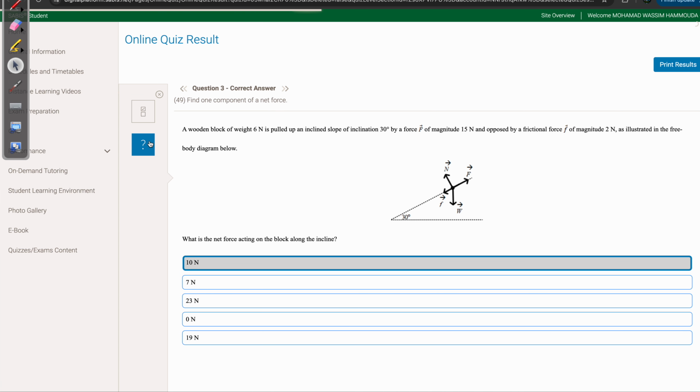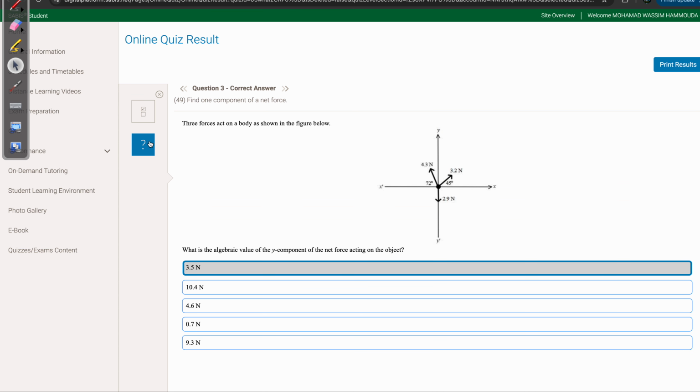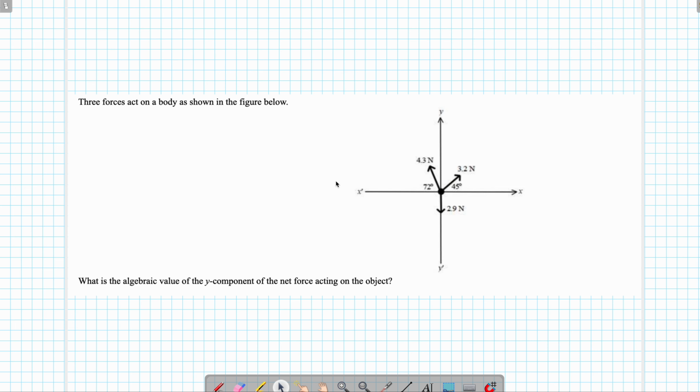Okay. 3 forces act on a body as shown in the diagram below. What is the algebraic value of the y component of the net force? Okay, so let me take the free body diagram and the question itself.